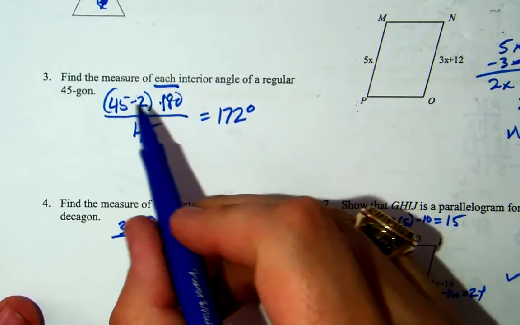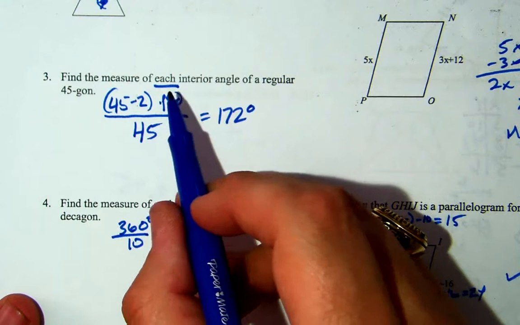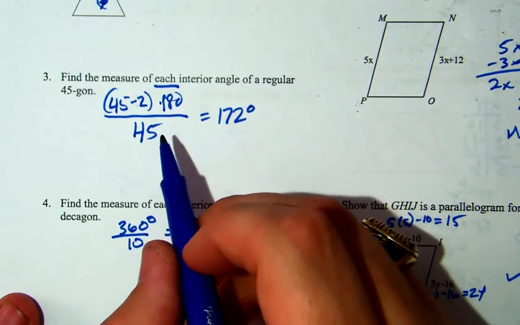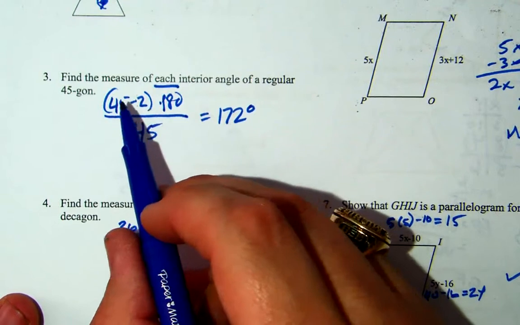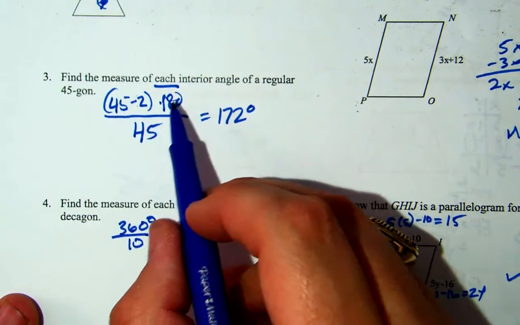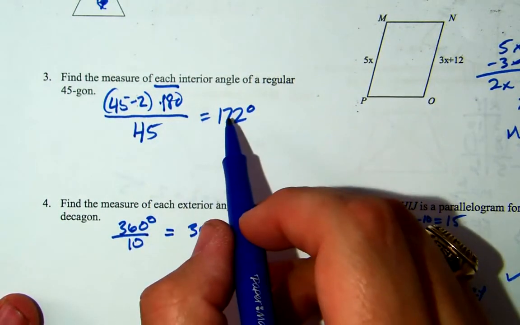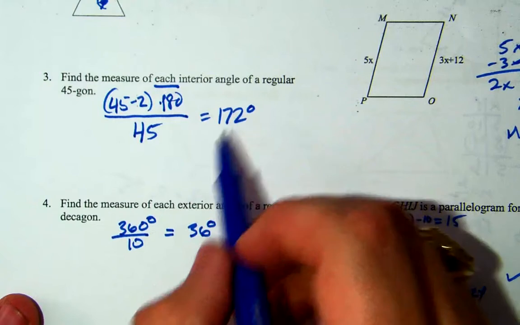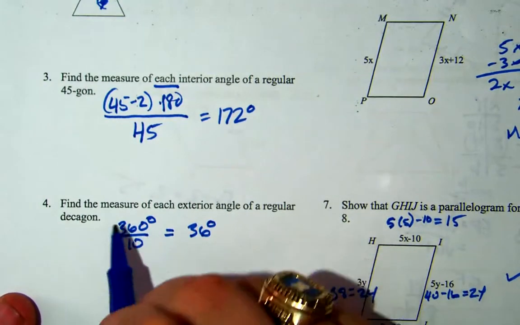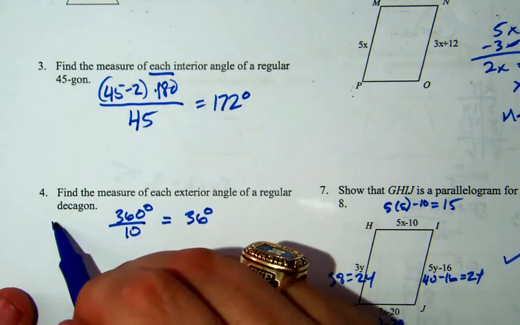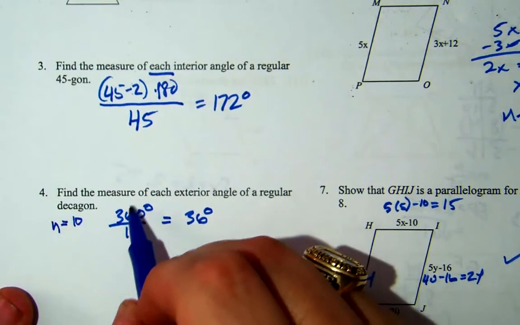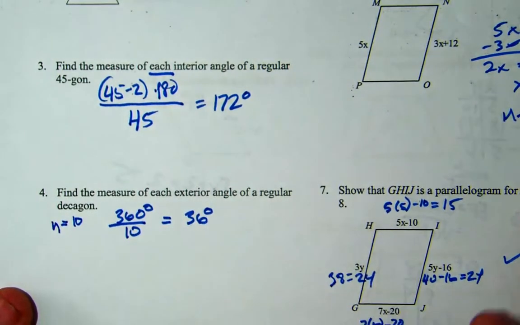For this one, number 3, we have to find each interior angle. So you're looking for one interior angle for a 45-gon. Use your formula, n minus 2, which is 45 minus 2, times 180 over 45, equals 172 degrees. Works out good. Same thing, each exterior angle of a decagon. A decagon has 10 sides, so I know my n is 10. 360 divided by 10 is 36.